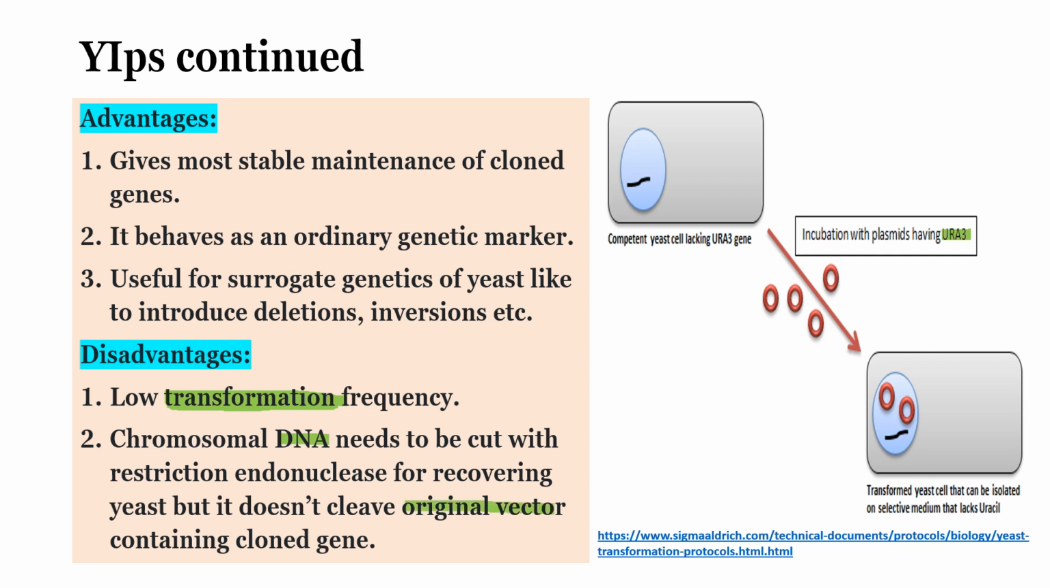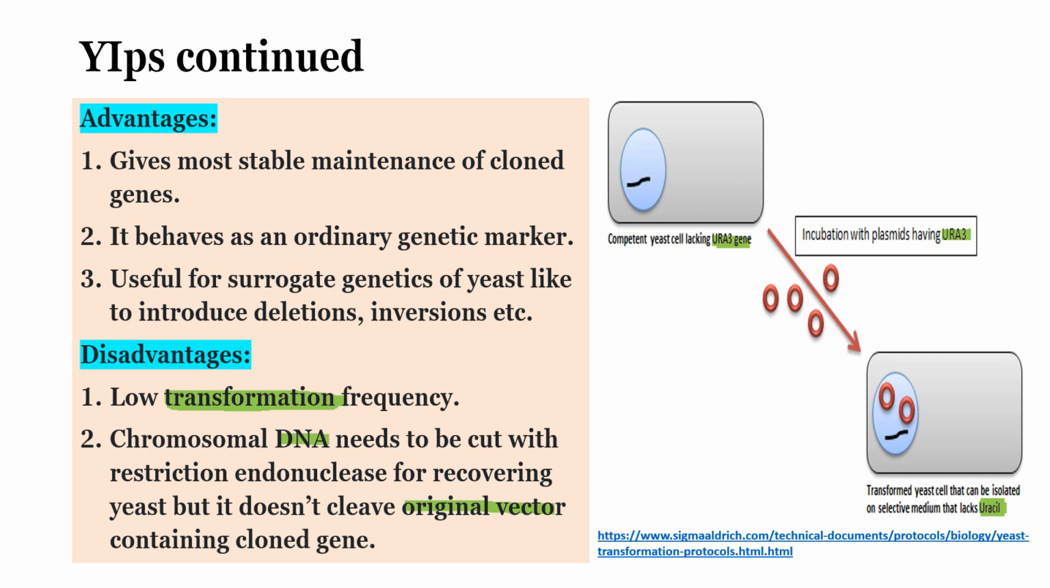Now, let's have a look at how URA3 works as a selectable marker. Once we are using a competent yeast cell, which yeast cell are we using here? We are using the auxotrophic mutant that lacks the URA3 gene. The URA3 gene is involved in the metabolism of uracil. We know that uracil is an important nucleotide, and it is used in transcription.